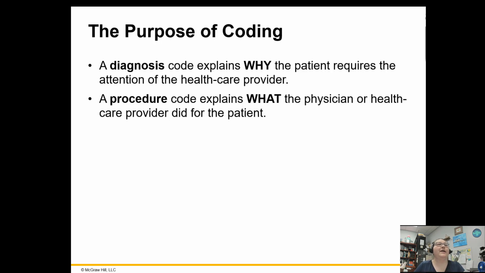All right, the purpose of coding. A diagnosis code explains why the patient requires the attention of the healthcare provider. A procedure code explains what the physician or healthcare provider did for the patient.